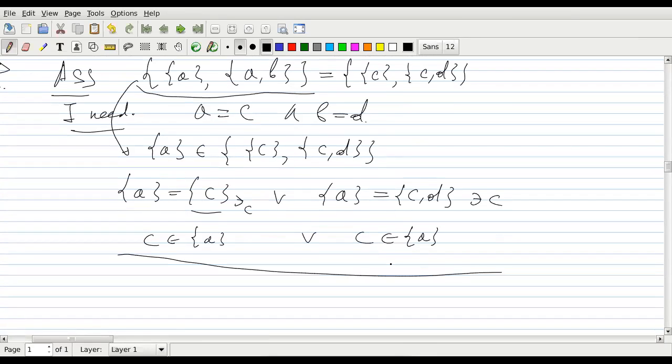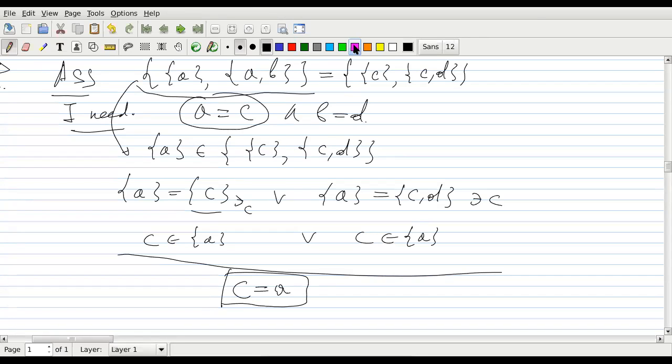The singleton of A has the only element A. That means that C equals A. So my first equality has been established. Is it clear? Yes, it is clear. Okay.